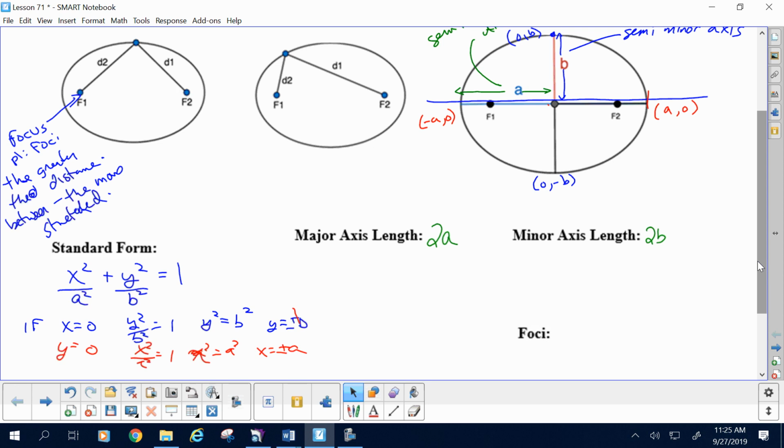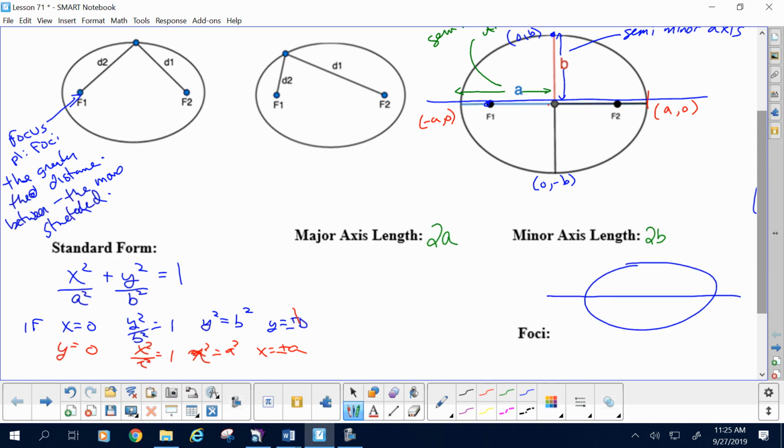It is, okay? So don't sweat too much. My point though is this: if I want to find where this focus is, I can make a right triangle between the focus and this point here, and say, I know this is B, and this is the distance I want. How far is it to the focus? And I'm going to call that C.